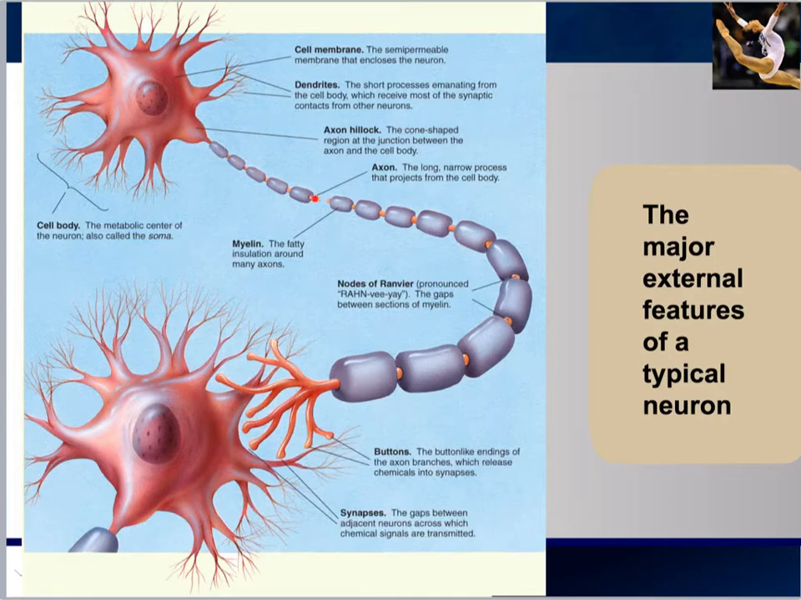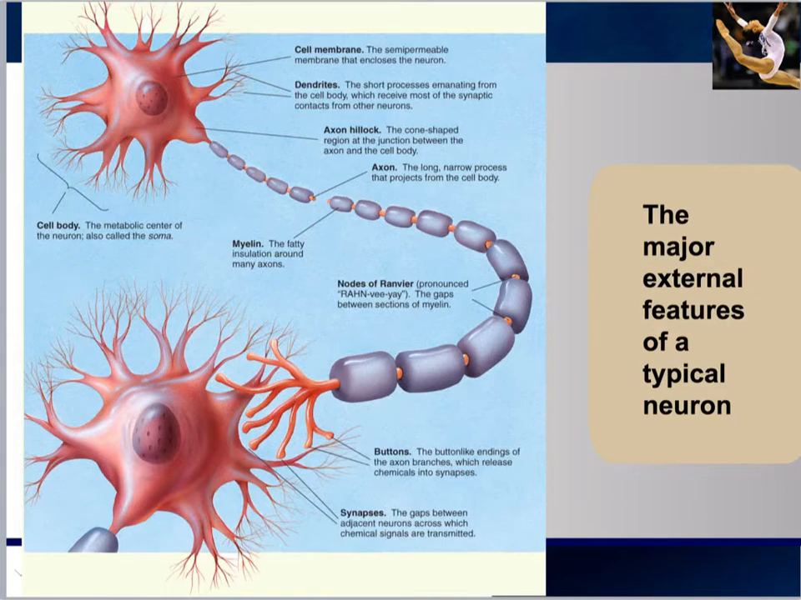This is a long and narrow process that projects from the cell body all the way down to the buttons, also known as terminal buttons. You will have noticed in here that there is an interruption, and what protects the axon, better said, is the myelin sheath, or the myelin. This is the fatty insulation around many axons that's made up of fat and protein, and we'll learn about what that does later. Essentially, one of its main functions is to speed up the process.